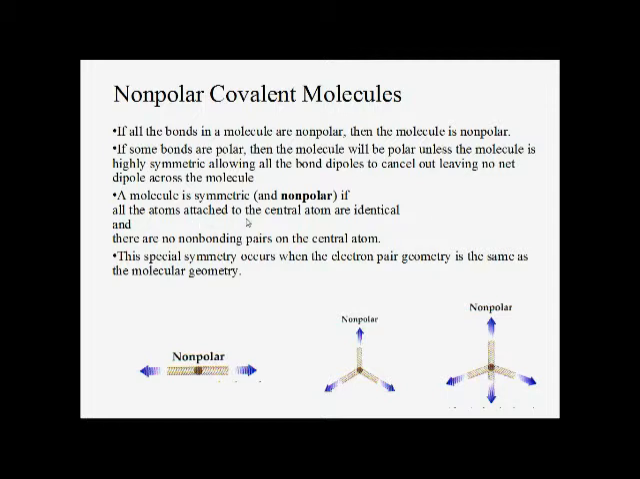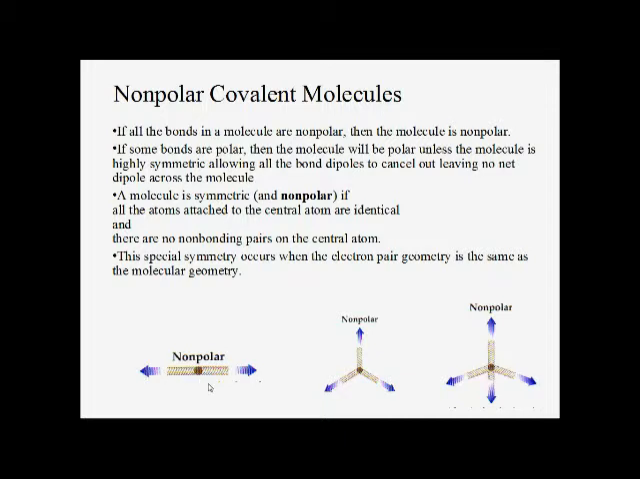Nonpolar molecules occur for two reasons. A nonpolar molecule will occur if the electronegativity difference is 0.4 or less, is less than 0.4. Then all the bonds are nonpolar and we have a nonpolar molecule. We're also going to have a nonpolar molecule if we have a polar bond but a highly symmetric molecule. A highly symmetric molecule occurs when the poles across the bonds balance out.